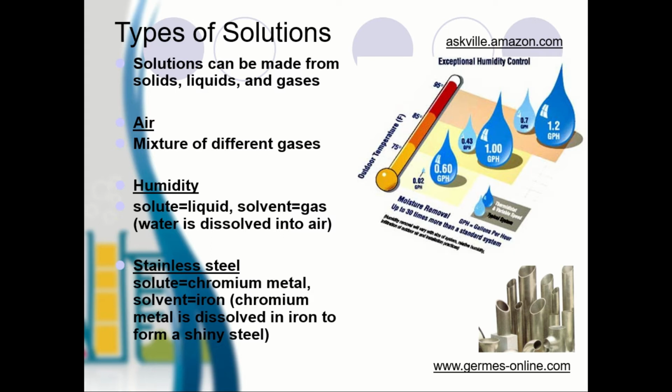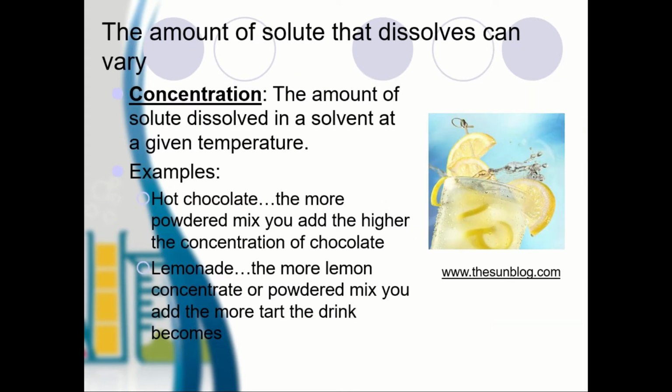Next, solid solution, stainless steel, wherein the solute is the chromium metal and the solvent is iron. That is because the chromium metal and the iron are melted in order for them to be combined.